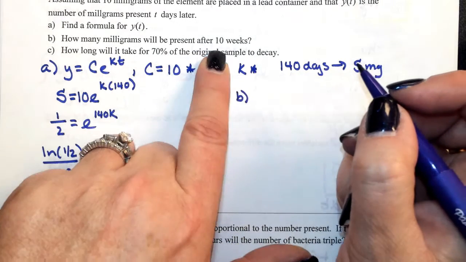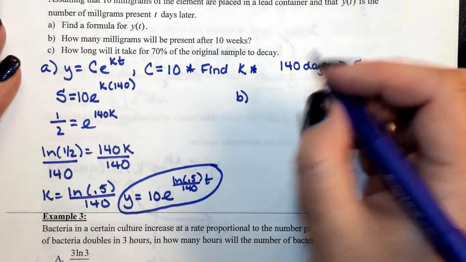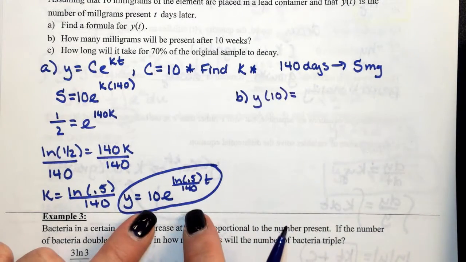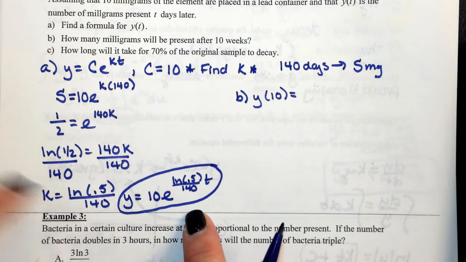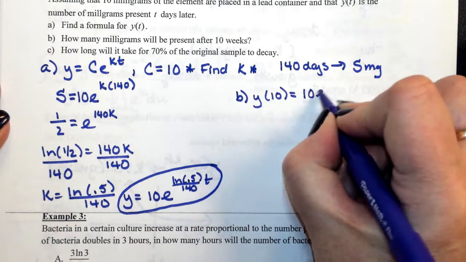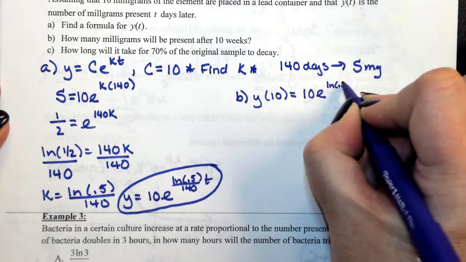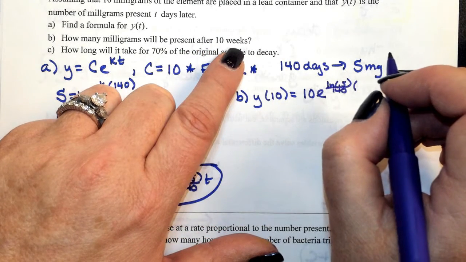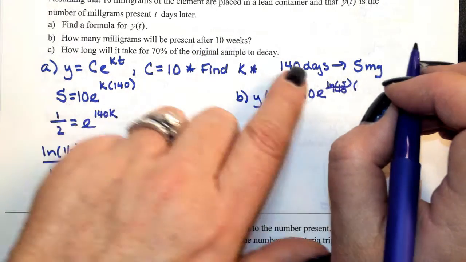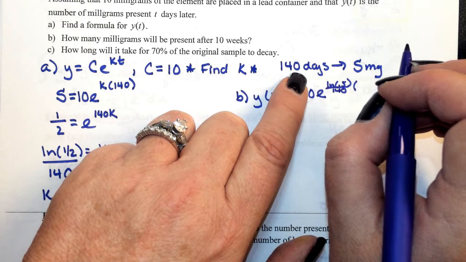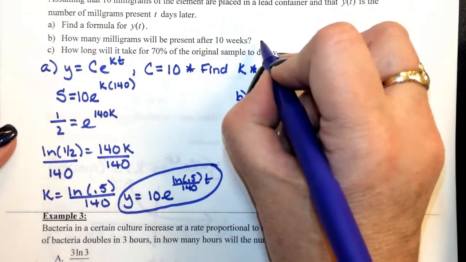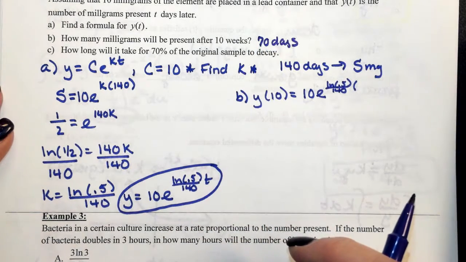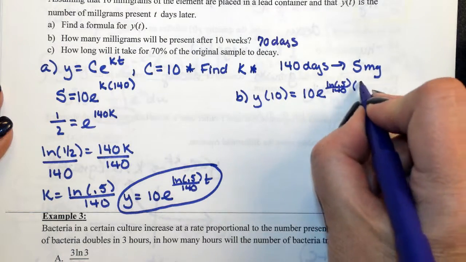How many milligrams will be present after 10 weeks? So I want to find my y of 10. So all I'm going to do is plug 10 into this equation that I wrote for t. So y of 10 is going to be equal to 10 times e raised to the natural log of 0.5 over 140 times, now be careful of your units. 10 weeks, remember, 140 was not in weeks, this was in what? Days. So I need to convert: 10 weeks is equivalent to 70 days. So make sure your units are consistent. So I need to plug 70 in for t.